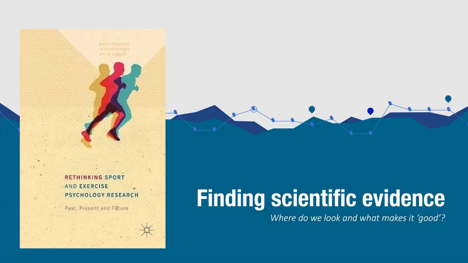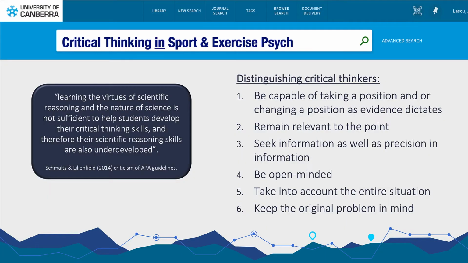We'll get into finding scientific evidence now, all about where do we look and what makes it good. Critical thinking in sport and exercise psychology is incredibly important, and there are a few things that distinguish a critical thinker. They need to be capable of taking a position and or changing a position as evidence dictates. They remain relevant to the point. They seek information as well as precision in information. They're open-minded. They take into account the entire situation. They keep the original problem in mind.